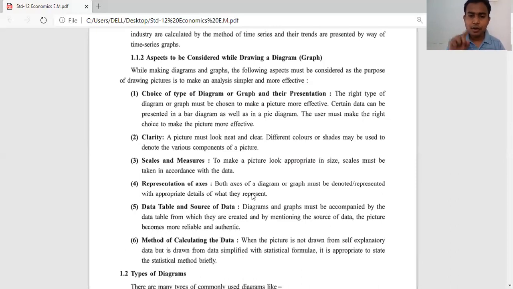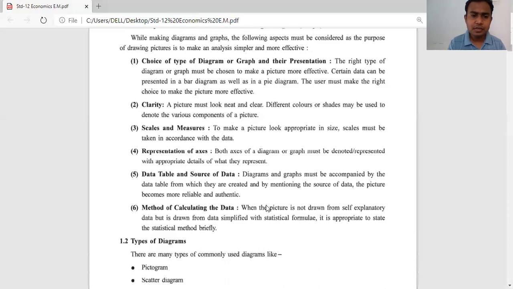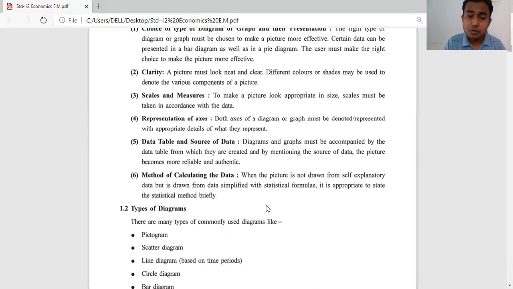Means, for example, on x-axis, if you are writing years, 1920, 1930, 1940, or 2010, 2012, 2014, 2016. These years we are presenting on x-axis. So down we have to write years. On y-axis, if we are presenting production, so we have to write production, that is 100, 200, 250, 300. So the information what we are writing on the graph, we have to write its name, what information we are showing.